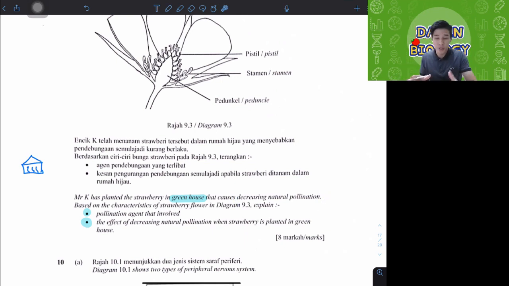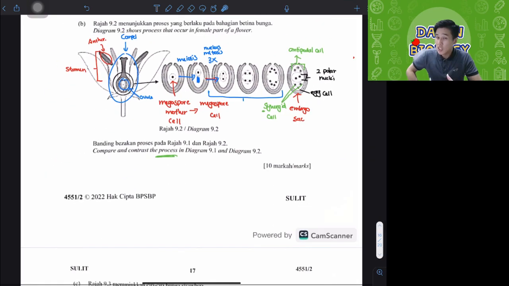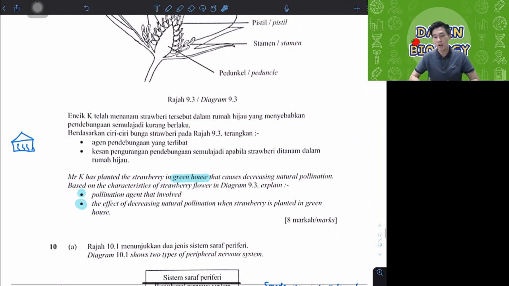Now, pollination is the process of the pollen grain being transferred from the anther to the stigma of the carpel. Yeah, so this part is called the stigma. So the pollen grain has to be transferred here, then only it can go inside here to carry out double fertilization. So in greenhouse, it somehow decreases this process. Later we'll mention why. So they say based on the characteristic of strawberry flower, in diagram 9.3, explain the pollination.